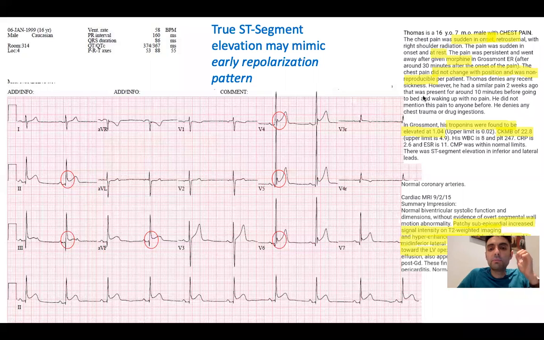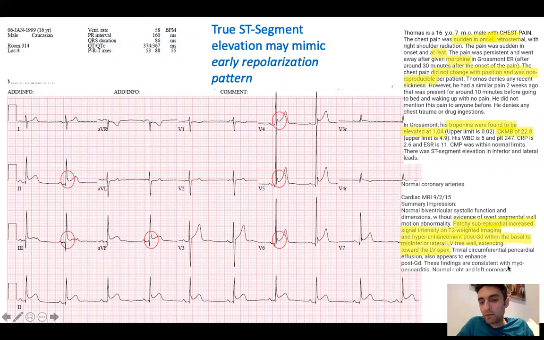Okay, so back to this patient. This is a true patient. He complained of sudden retrosternal chest pain. The pain was very severe, so people gave him morphine. It was very severe pain, non-reproducible. He had a troponin leak, but minimal. And then an MRI was done, and there was, in fact, gadolinium enhancement at the mid-inferolateral LV free wall, suggestive of myopericarditis.